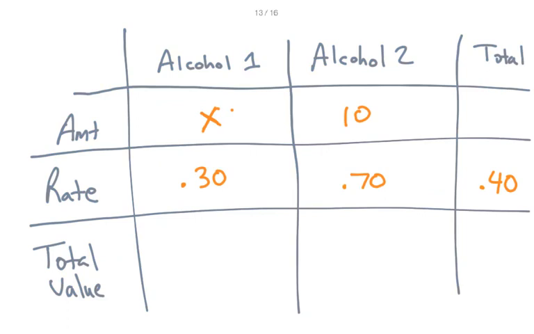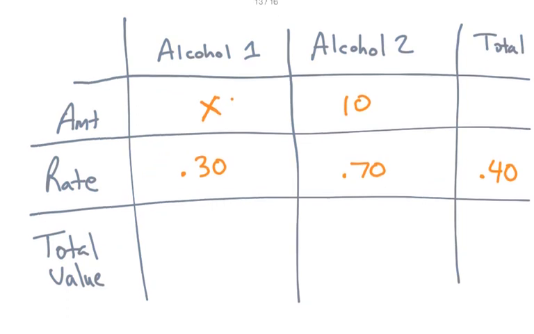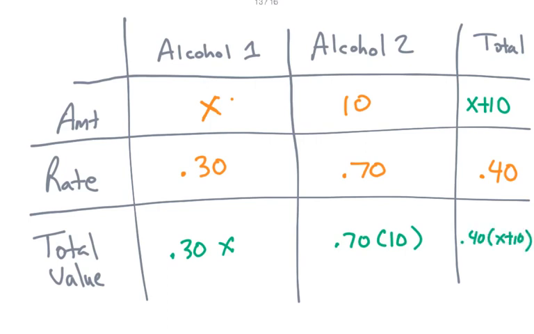So it's good to know. From here, it's more or less the same as what we did before. We're going to add across, so that's x plus 10. We're going to multiply going down, that's 0.3x. This is 0.70 times 10. And this is going to be 0.40 times x plus 10.